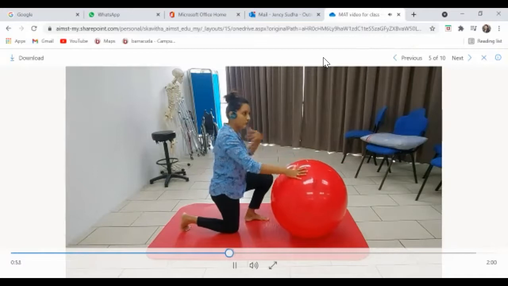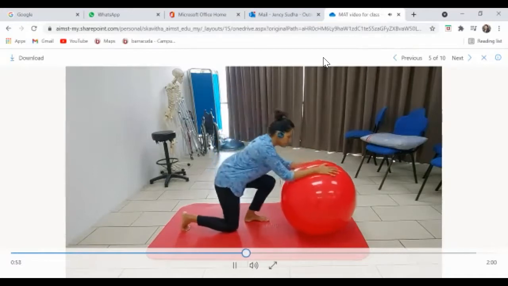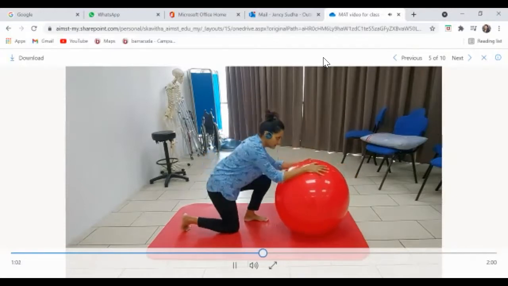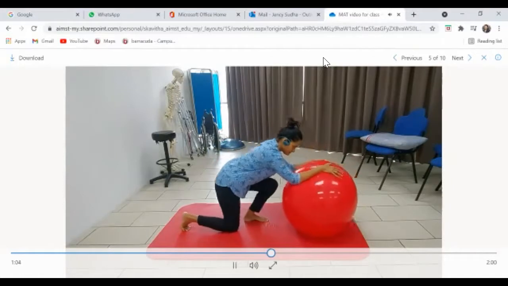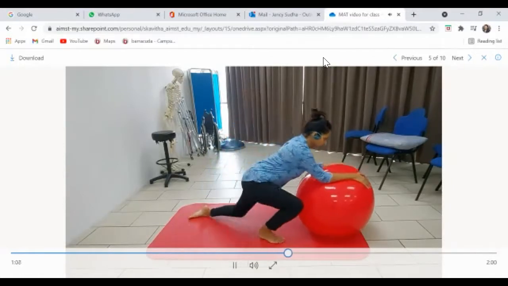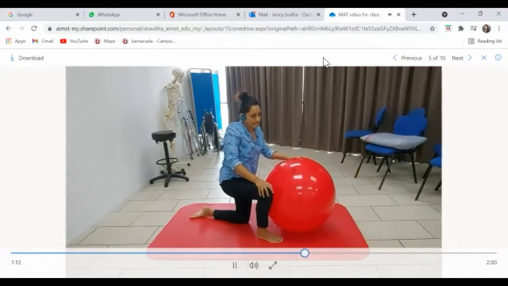From half kneeling, if you want to go for standing also, you can start in this position. So there will be therapist standing behind, trying to lift the pelvis up as the patient does this. Okay, then you can change position. So it is a quite advanced one.